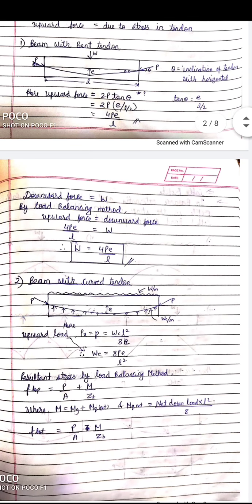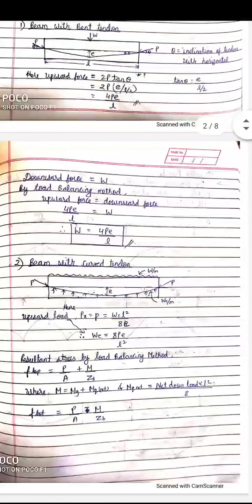Again you can see a longitudinal section of a beam with UDL W, and the tendon profile is curved with an eccentricity E at the center. So the upward force is given by WL square by 8E. Therefore Wc is the upward force of the tendon profile. It is given by 8PE upon L square. So these two things you have to remember while solving the numericals.